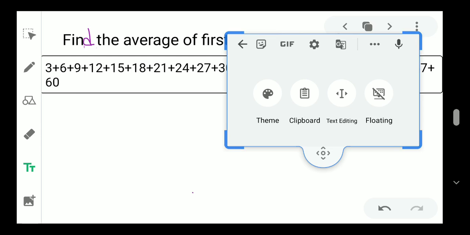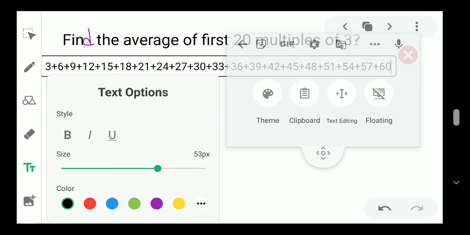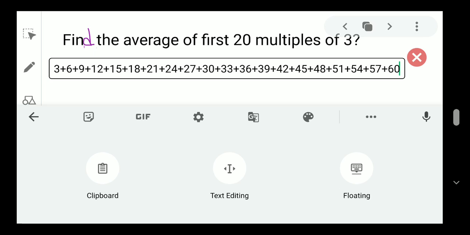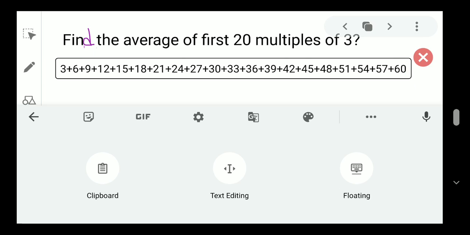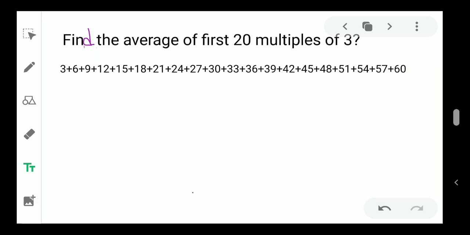Let me make the size of this a little bit smaller so that they fit in one place. Okay, so they are right now in one place. So this will be the total, right? Because there we have 20 multiples. See, if you count 1, 2, 3, 4, 5, 6, 7, 8, 9, 10, 11, 12, 13, 14, 15, 16, 17, 18, 19, 20 multiples of 3 are there.